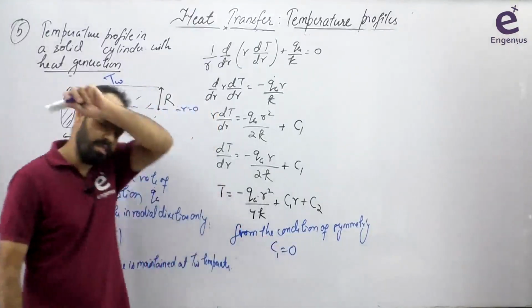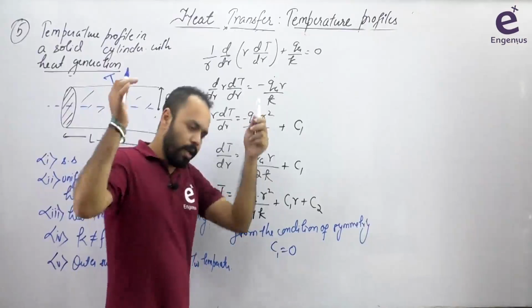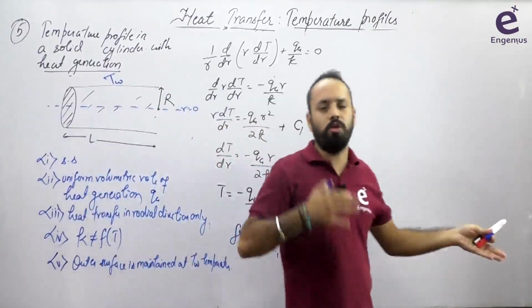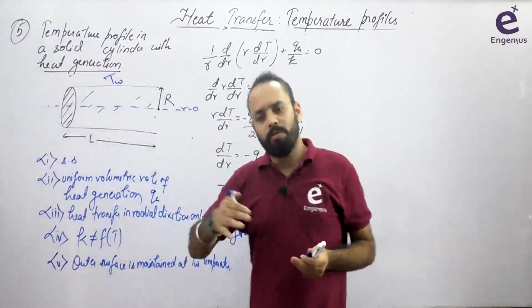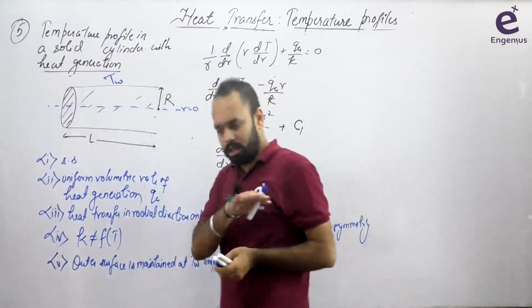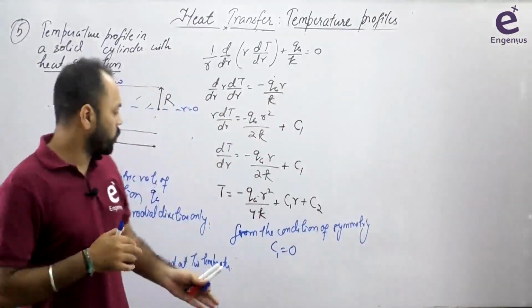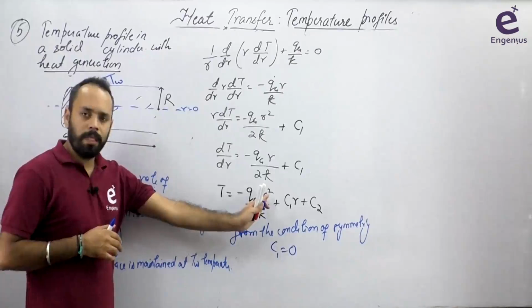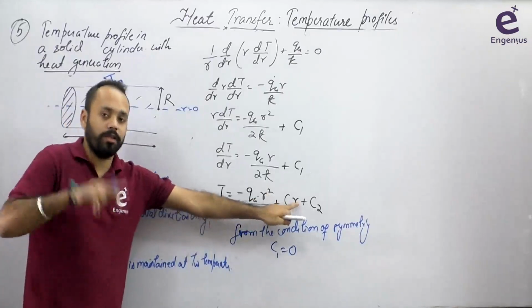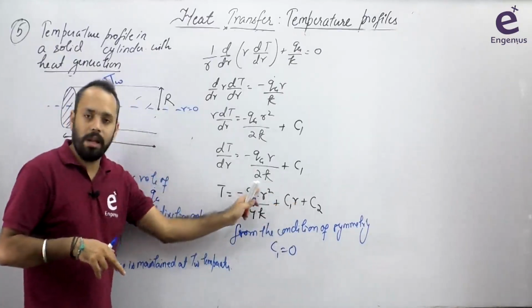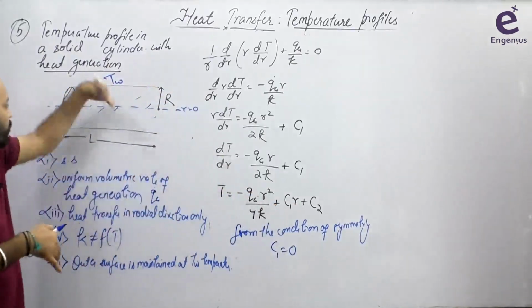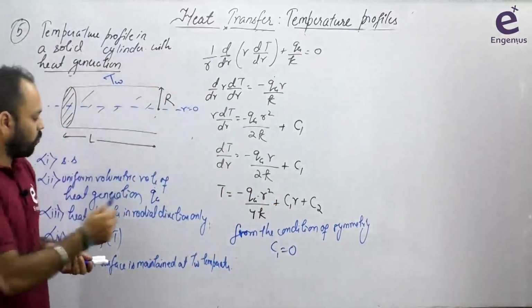ठीक है, ये चीजें सीख लो डेरिवेशन में कि if a function is symmetrical about y-axis, then when you put x is equal to minus x, the equation should not change. In this equation also, if you put r is equal to minus r, if this r is there, then the equation will change. If I want this to be symmetrical, and it will be symmetrical because the entire outer surface is maintained at TW, so C1 is equal to 0.